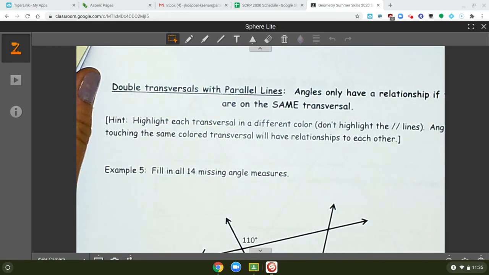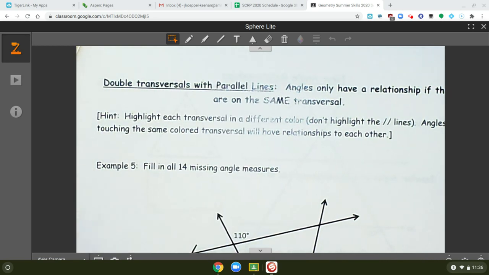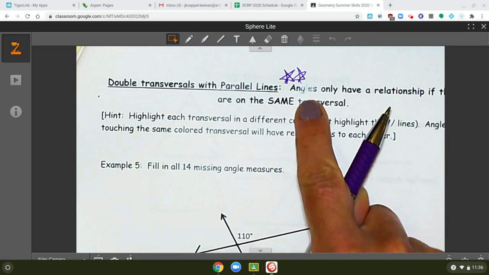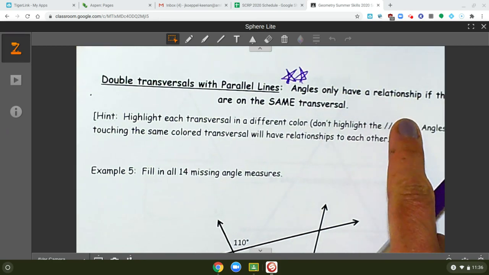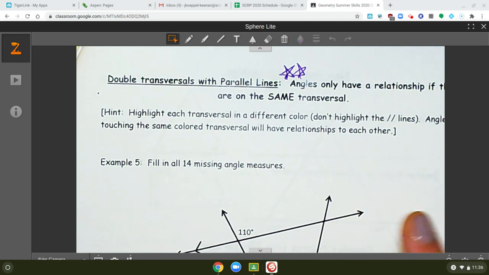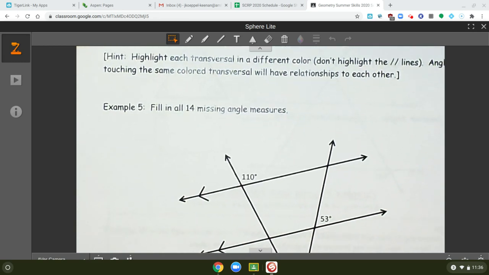So here, we're going to be taking a look at double transversals with parallel lines. Now, my big helpful hint, I'm going to put some stars here. Angles only have a relationship if they are on the same transversal. Okay, so my hint, highlight each transversal in a different color. Do not highlight the parallel lines. You're highlighting the transversals. Only the angles touching the same colored transversal have a relationship to each other. Okay, so let's see how this works.